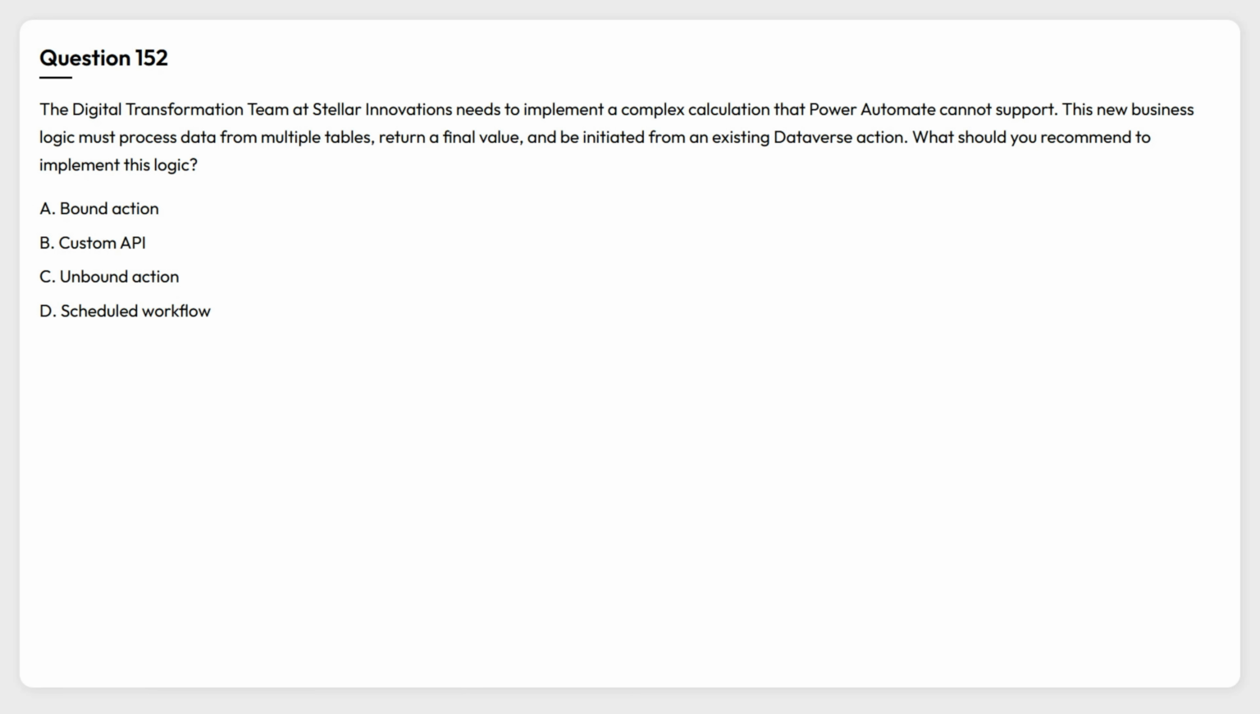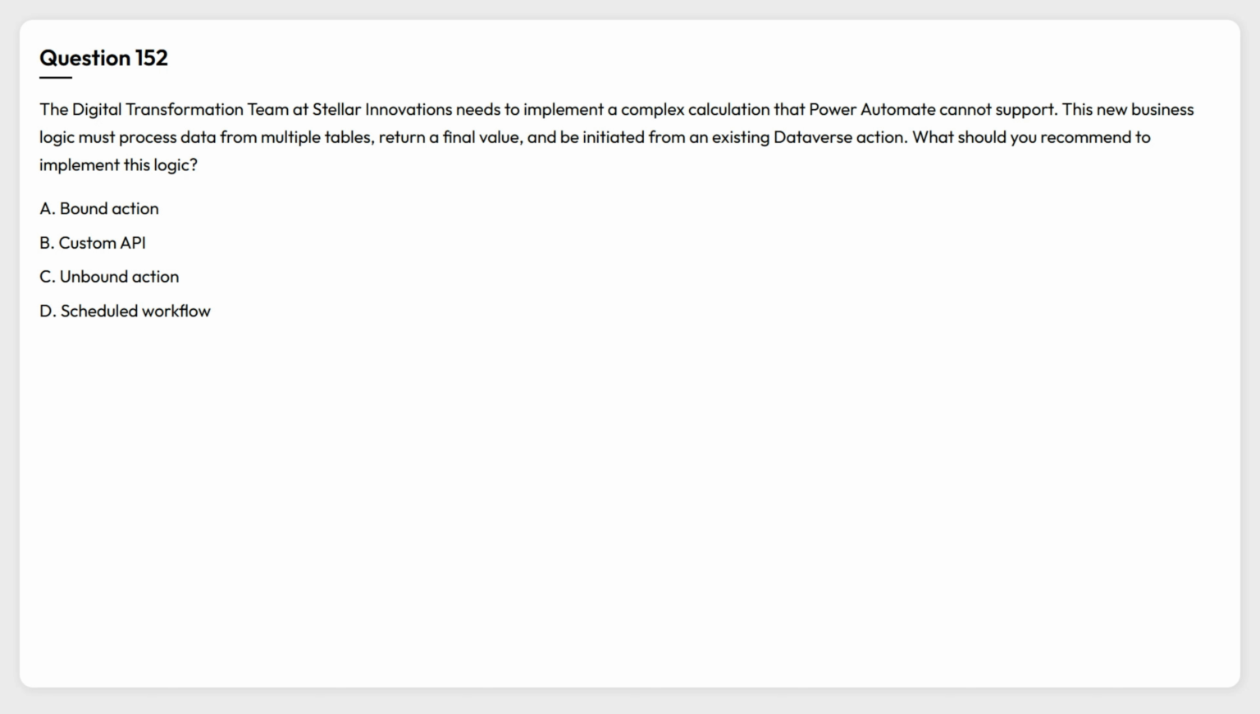Question number 152. The digital transformation team at Stellar Innovation needs to implement a complex calculation that Power Automate cannot support. This new business logic must process data from multiple tables, return a final value, and be initiated from an existing Dataverse action. What should you recommend to implement this logic?